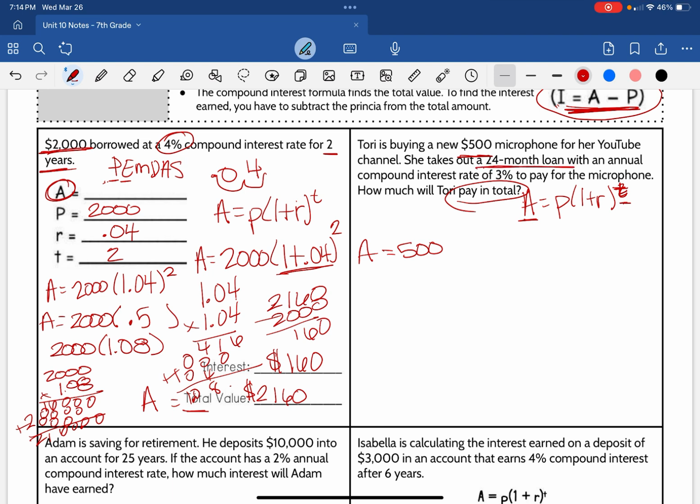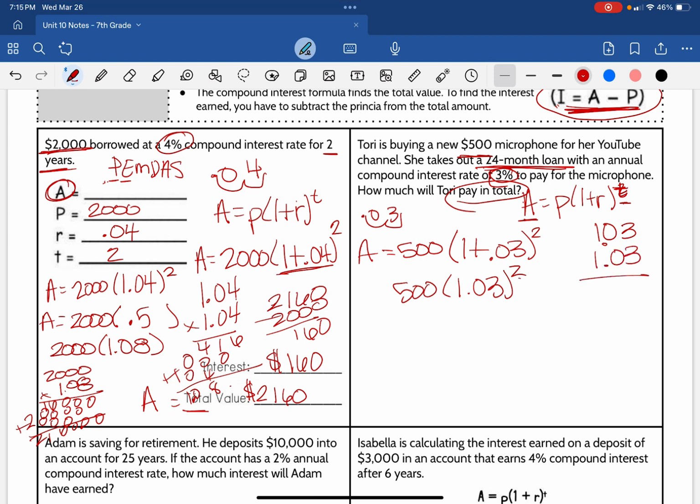So that's going to be my T. We'll do that in just a second. Let's talk about our rate. This is 1 plus, and remember our rate is going to be as a decimal, so plus 0.03. And 24 months, the time is in years, so 24 months is 2 years. Okay, PEMDAS, 500 times 1.03, because I added these two, to the second. Next is 1.03 times 1.03, because I have to do the exponent now.